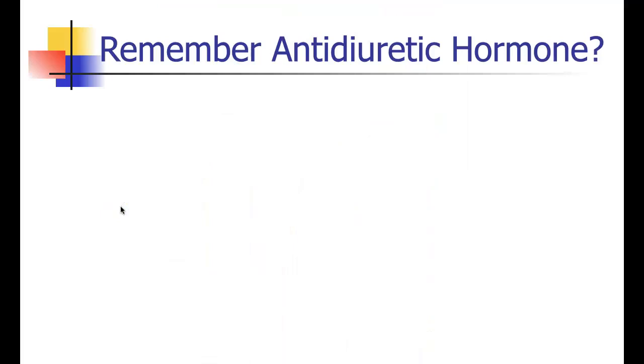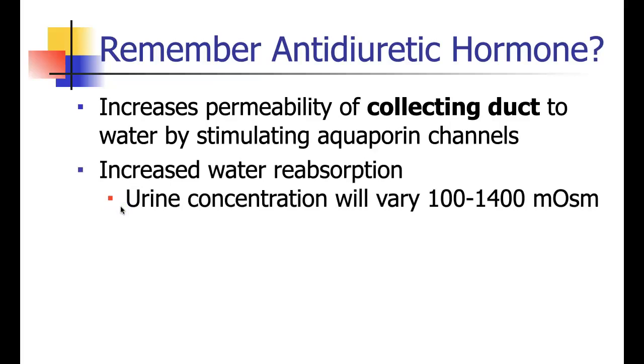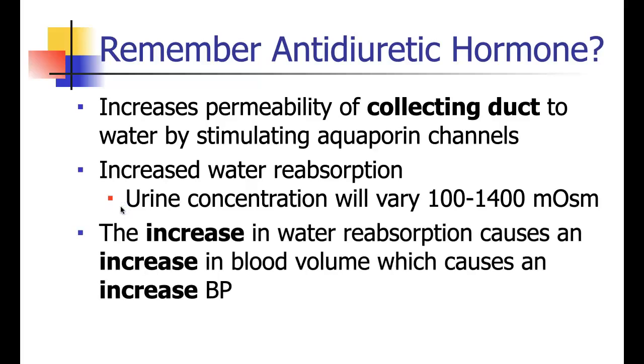Finally, we're going to talk about antidiuretic hormone. Remember, this came up in a blood pressure chapter. Antidiuretic hormone's job is to increase permeability of the collecting duct to water by stimulating an aquaporin channel. This allows you to increase water reabsorption and can really regulate urine concentration. Urine concentration varies wildly from 100 to 1400 milliosmoles. And if you increase water reabsorption, that causes an increase in blood volume, which increases blood pressure. And now you're like, oh yeah, ADH increases blood pressure.